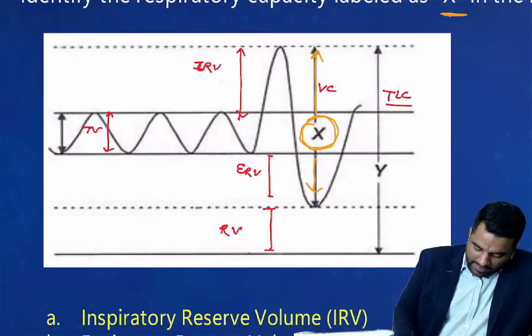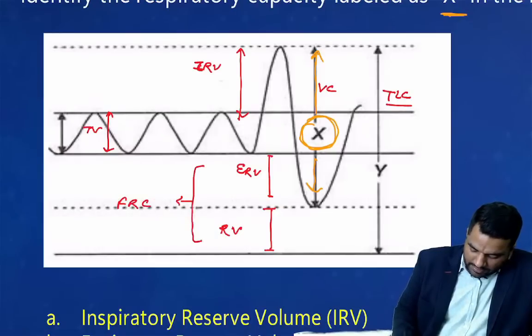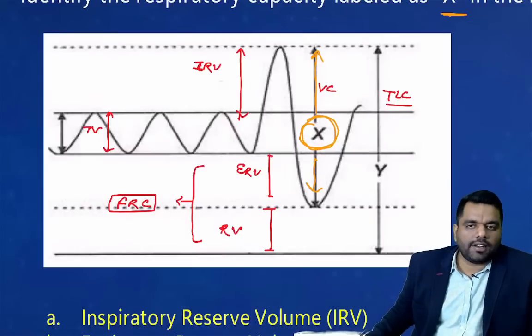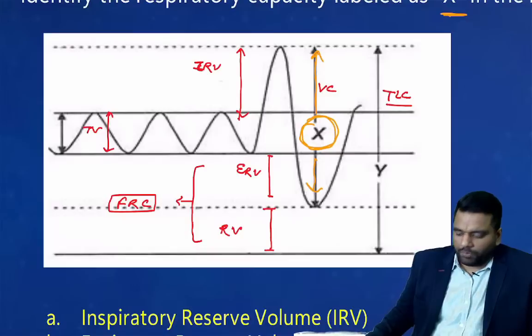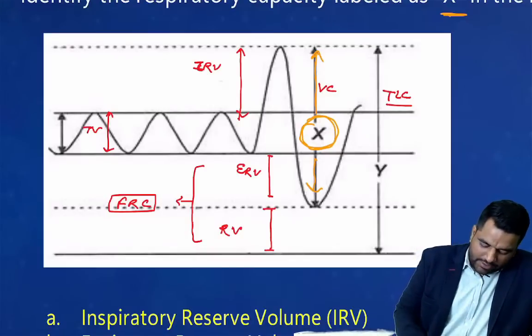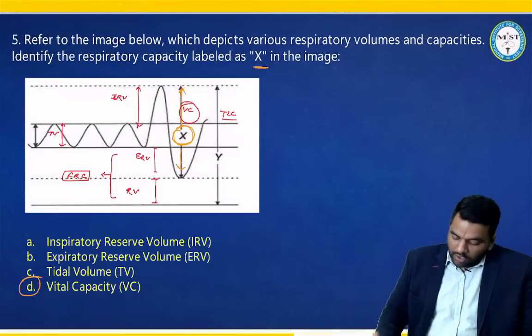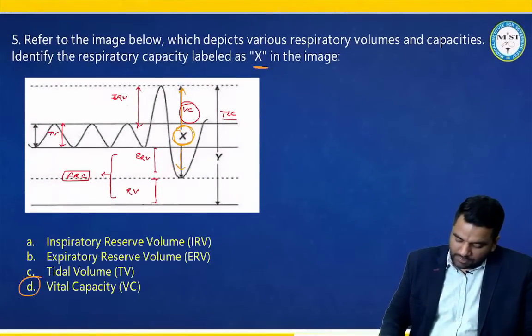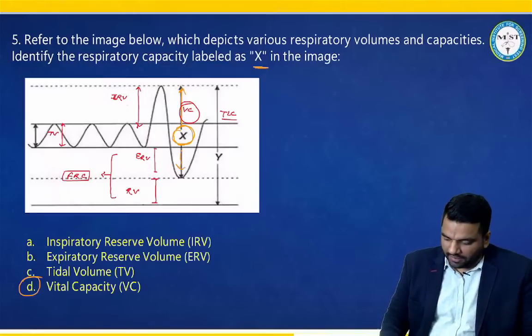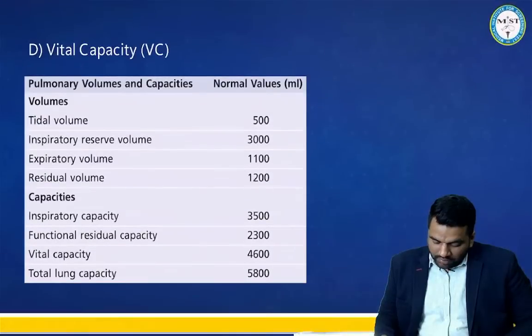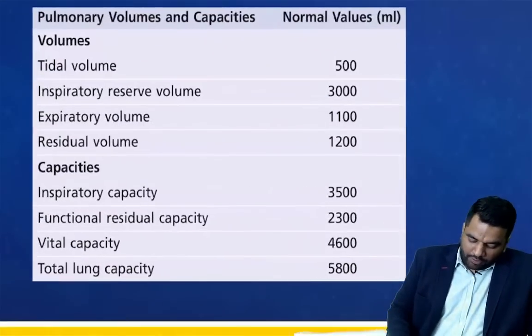Residual volume. And together this we call FRC. This is called functional residual capacity, FRC. Right? So I hope now it is clear that this is your vital capacity. So question number 5, the right answer is D, that is vital capacity. Right? Very good.